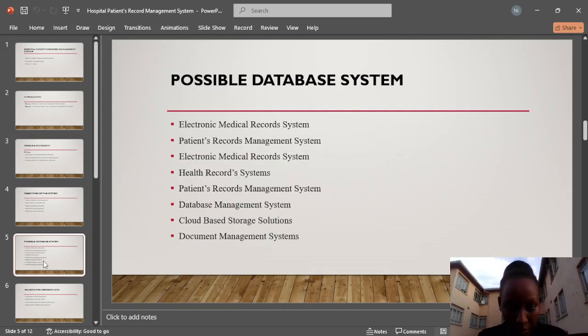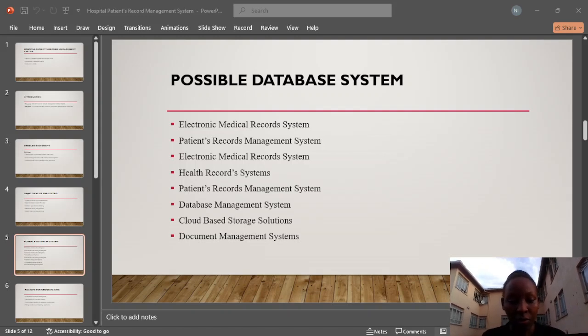Then the possible data systems that I tried to find out and outlined. One of them is the electronic medical record system. These are the possible data systems that relate to my database: the patient's record, healthcare, cloud-based document, and so on. Among these, we were told to choose the best, and the best I could choose was the electronic medical record system.